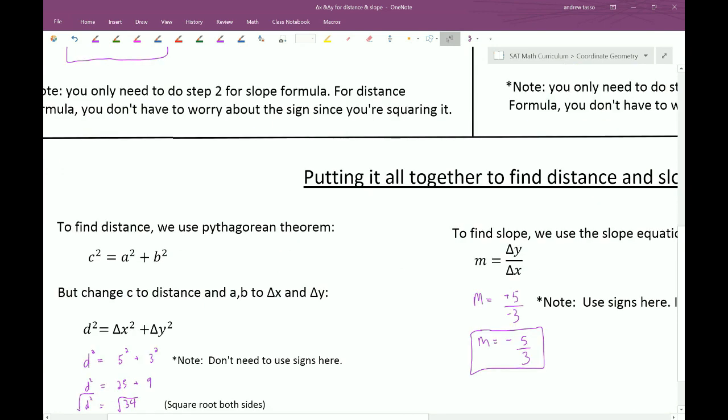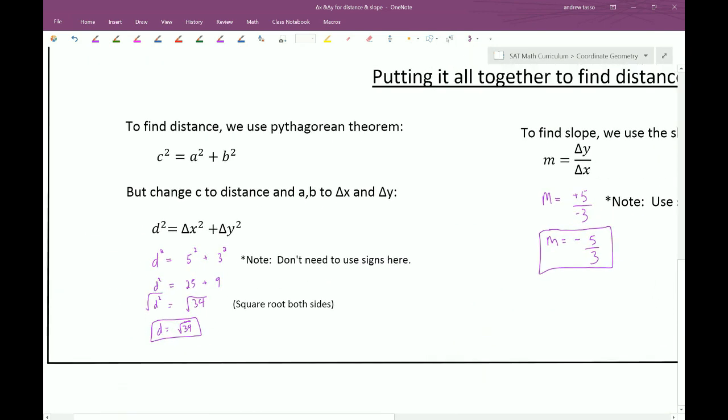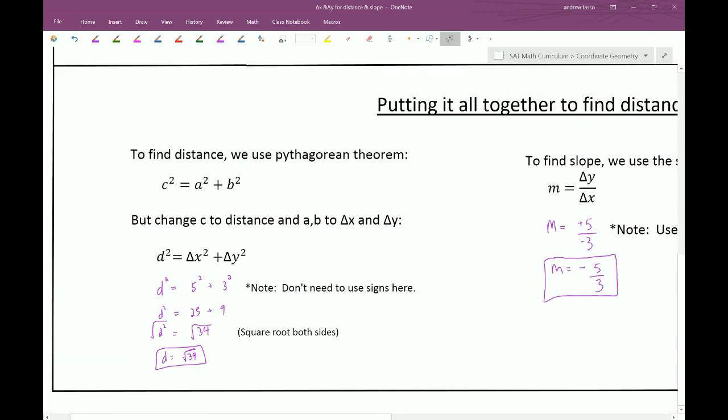Now when we're putting it together, okay, the first thing we want to do is to find the distance formula. We're going to use something that looks exactly like the Pythagorean theorem. Okay, the only difference is that instead of using c, we're using d for distance. Instead of using a, we're using delta x, and instead of using b, we're using delta y.